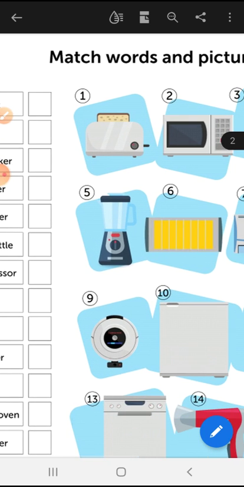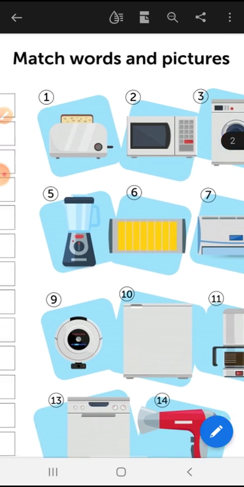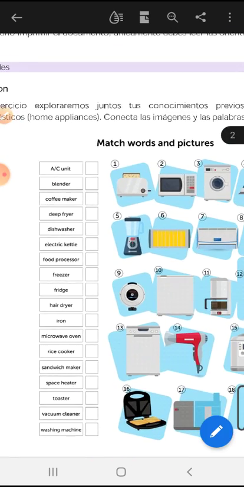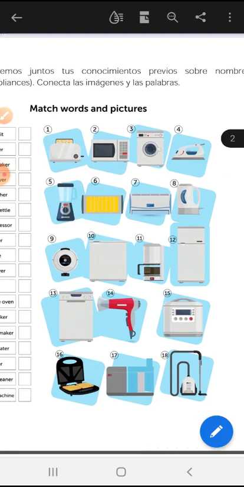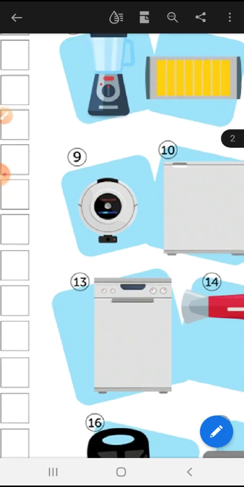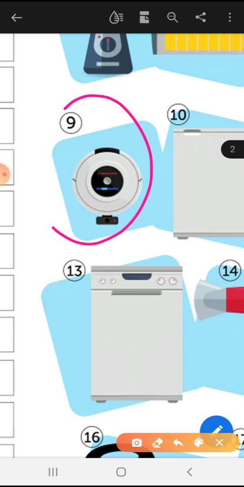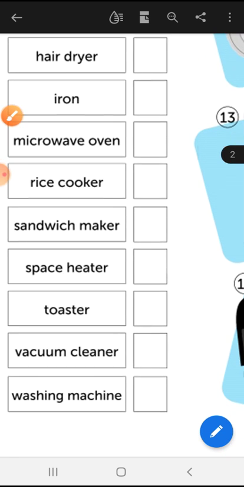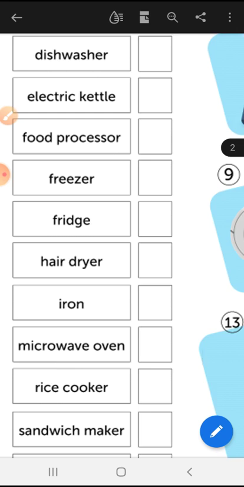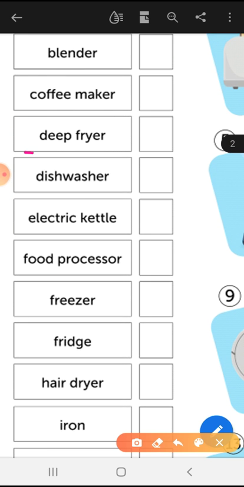Okay, you can paste or draw. Puedes pegarlo o dibujarlo. Both ways are correct. Okay, me gustaría que te fijaras en algunas. For example, here in number 9. What is this? ¿Qué es eso, teacher? Number 9. Okay, let me tell you that number 9 is a deep fryer. Deep fryer. Here. Deep fryer, yes. Number 9 is a deep fryer, okay?